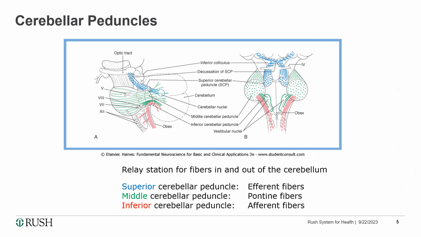There is a very close relationship between the cerebellum and the brainstem, especially the pons. As we recall from neuroanatomy, the cerebellar peduncles are incredibly important when we talk about localization and pathways of dysfunction. The cerebellar peduncles are split into 3 different areas. The superior cerebellar peduncle houses the efferent fibers. The middle cerebellar peduncle carries the pontine fibers going back and forth from the pons, and then the inferior cerebellar peduncle carries the afferent fibers.